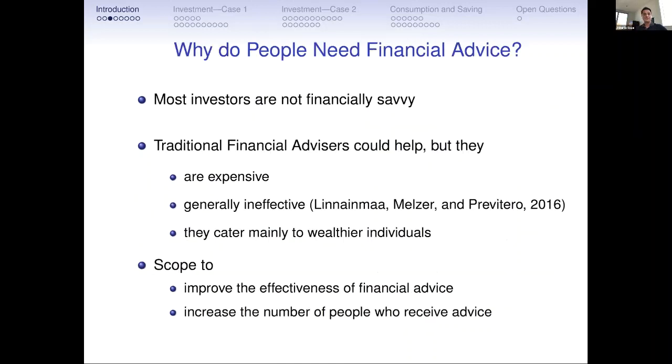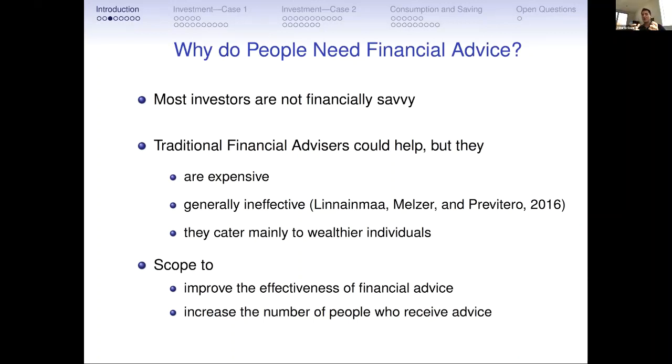peer-to-peer lending platforms. Now, why do we think that individuals need financial advisors and robo-advisors? Well, we know that most investors are not financially savvy. And we know that potentially traditional financial advisors could help, but there are many problems with them. We know that they're generally very expensive. They have been shown to be rather ineffective. And also they cannot target the whole population.